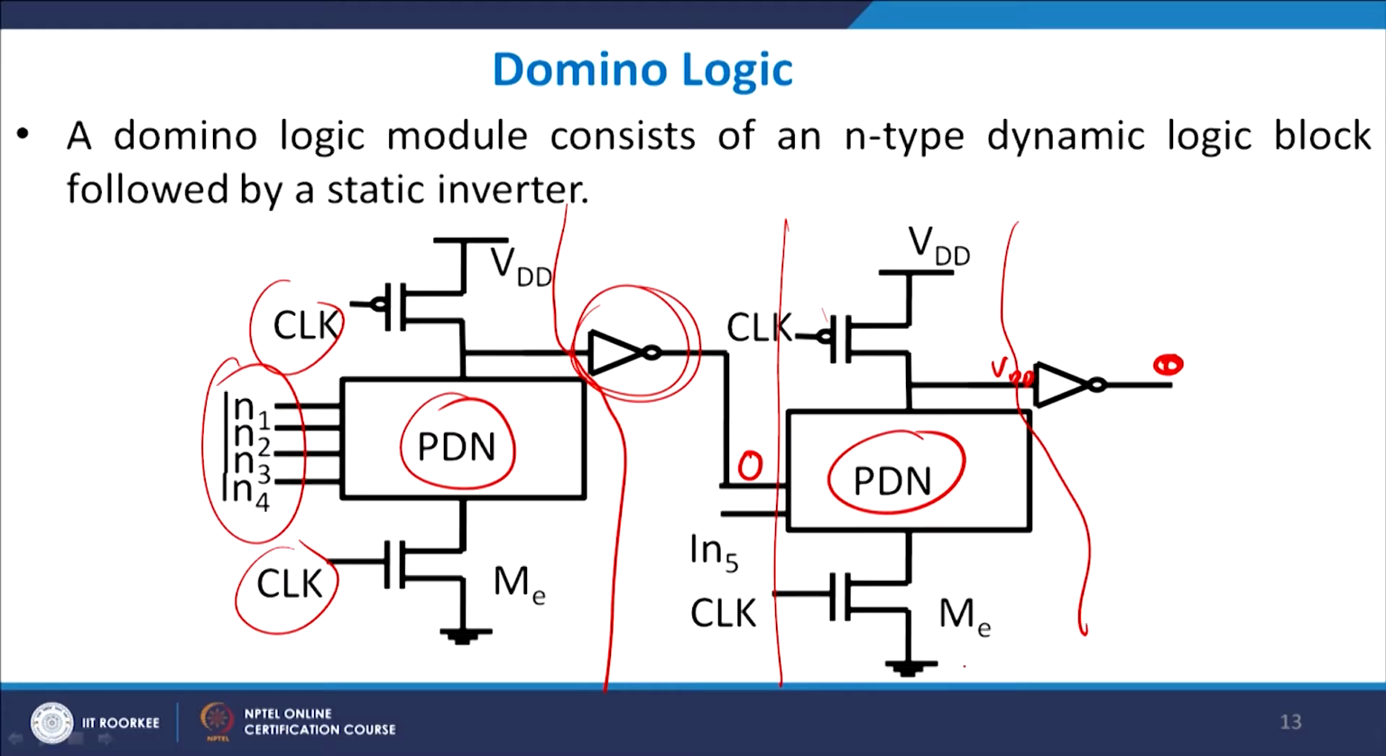Now when this input goes all high, let us suppose it is an AND gate, clock goes to 1 here, this switches off, this switches on, and this voltage starts to fall. But nothing will happen here until this goes below the switching threshold of this inverter, which will make this go to 1, and therefore it will switch on my PDN. When the PDN goes high, this goes to 0 and then output becomes equal to 1. So by just inserting a static CMOS logic here, I am able to restore the signal integrity in a domino logic.